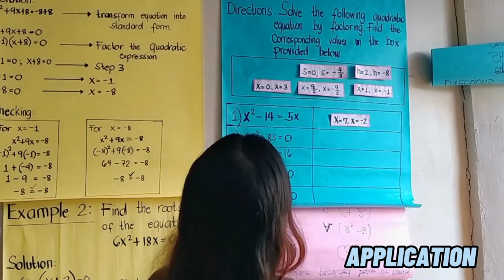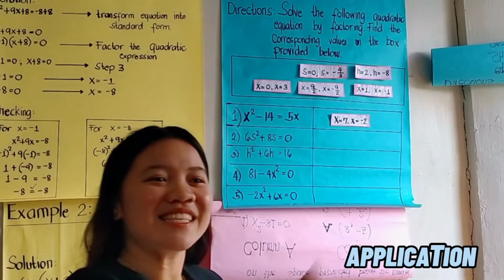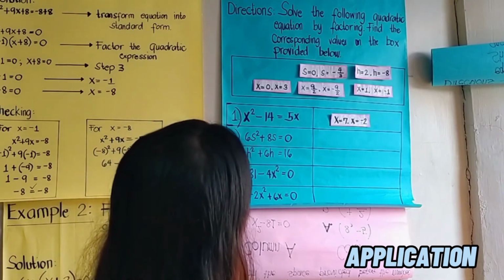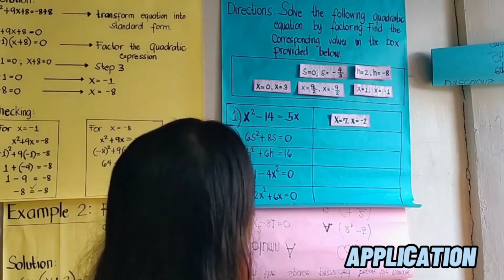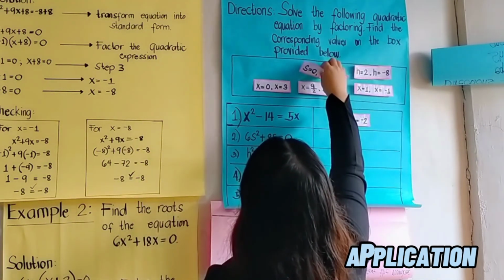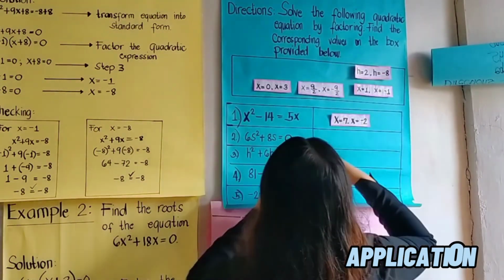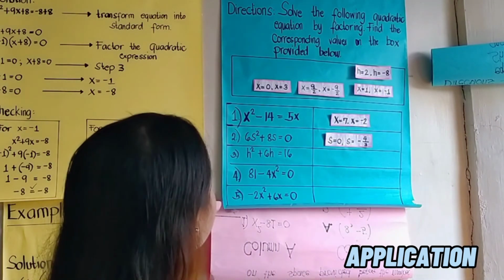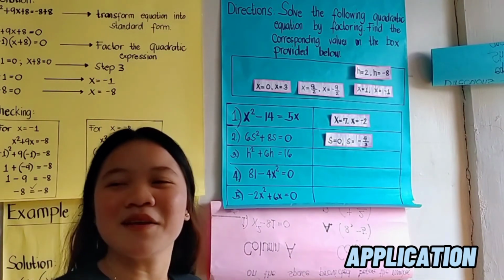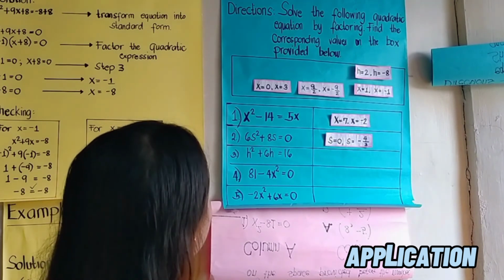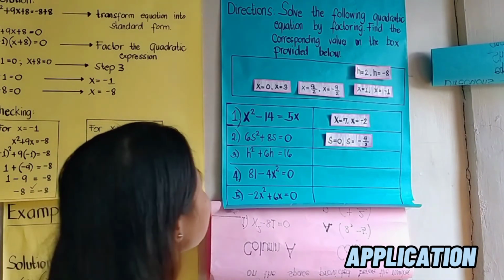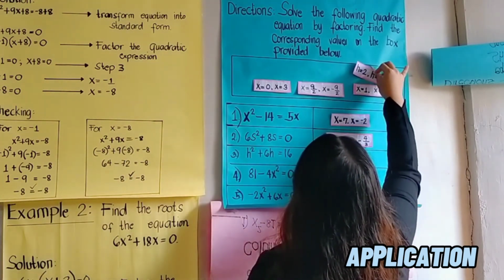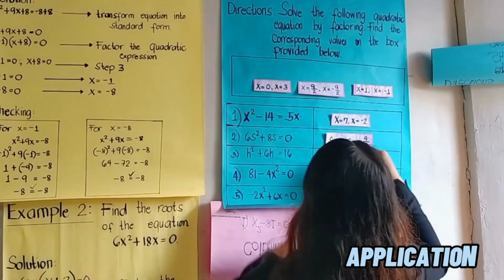Number 2, who can answer? Yes, Team Green. You're right. The answer for this is s equals 0 and s equals negative 4. Alright. Now, number 3. Yes, Team Pink. You're correct. The answer for this is h equals 2 and h equals negative 8.